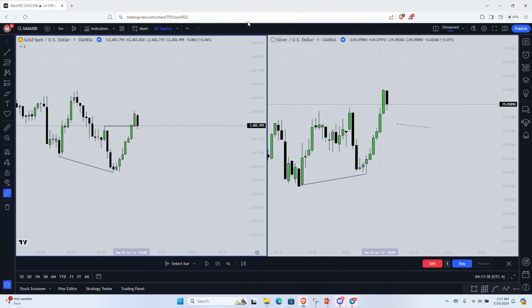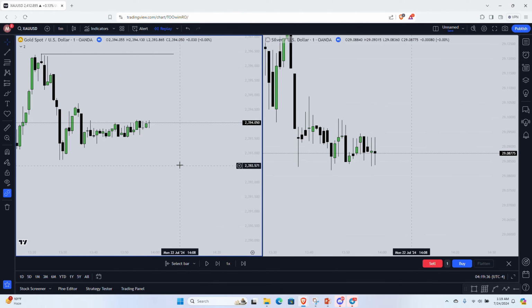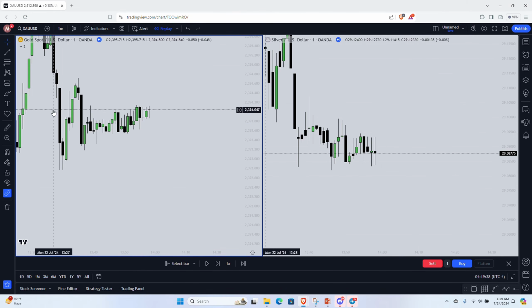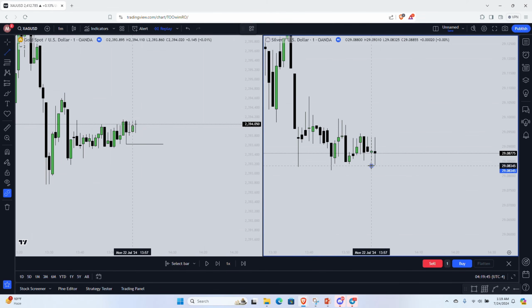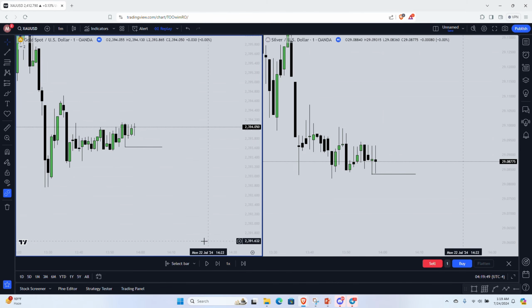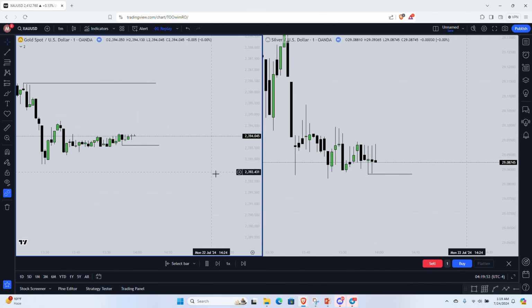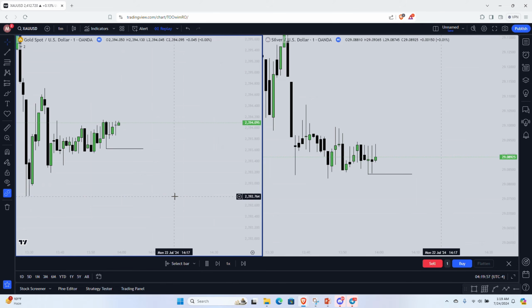Let me show you another example. Now this is another example. We will be marking out these lows. This is the recent low, and also if we go into that chart, this is the recent low. Let's see how it plays out, because our next goal is this buy side liquidity.